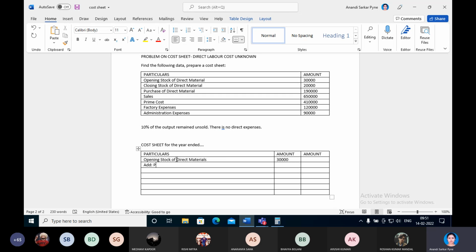So opening stock of raw material plus purchase, what do you get? 1,90,000. So what you get is 2,20,000, less closing stock of direct materials. Closing stock is 20,000. So what you get is 2 lakh.